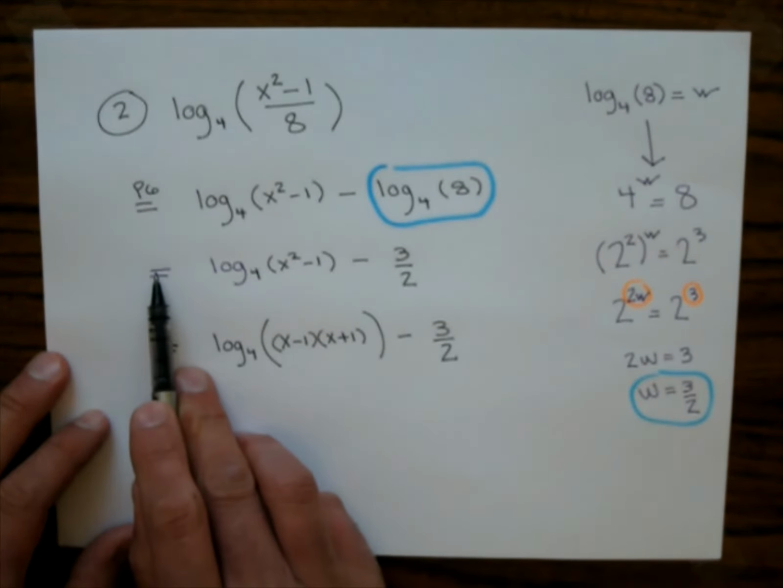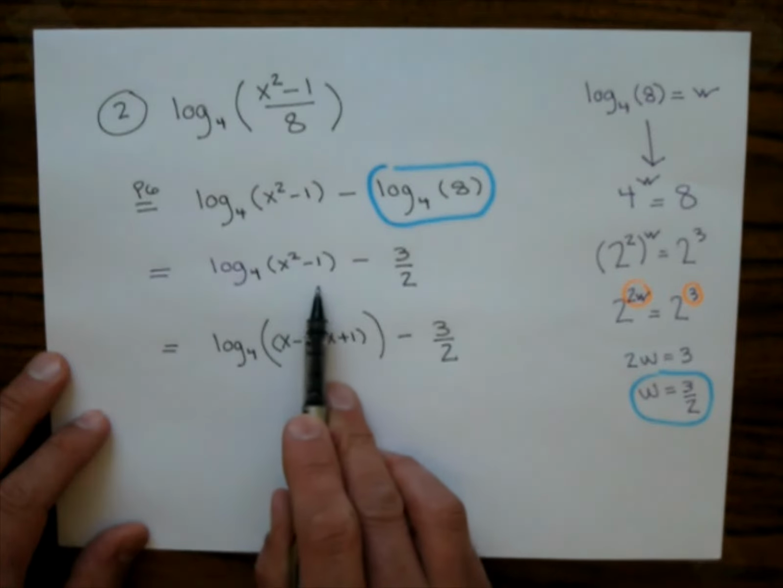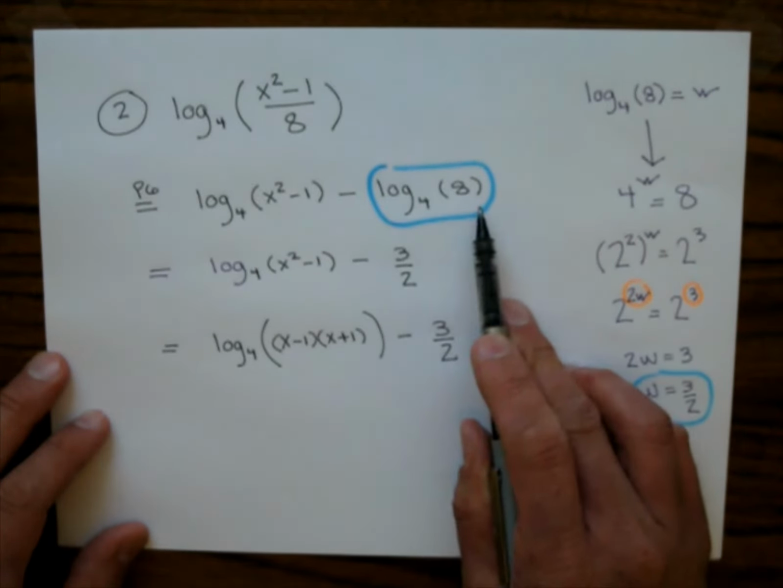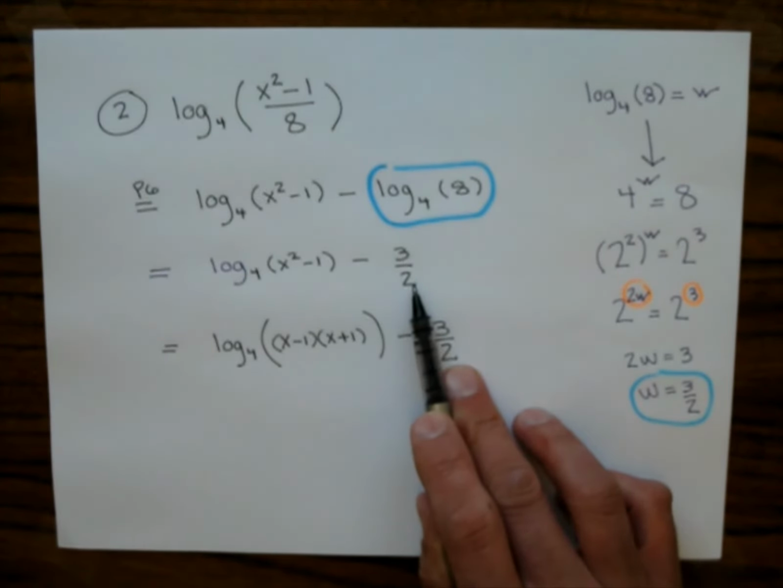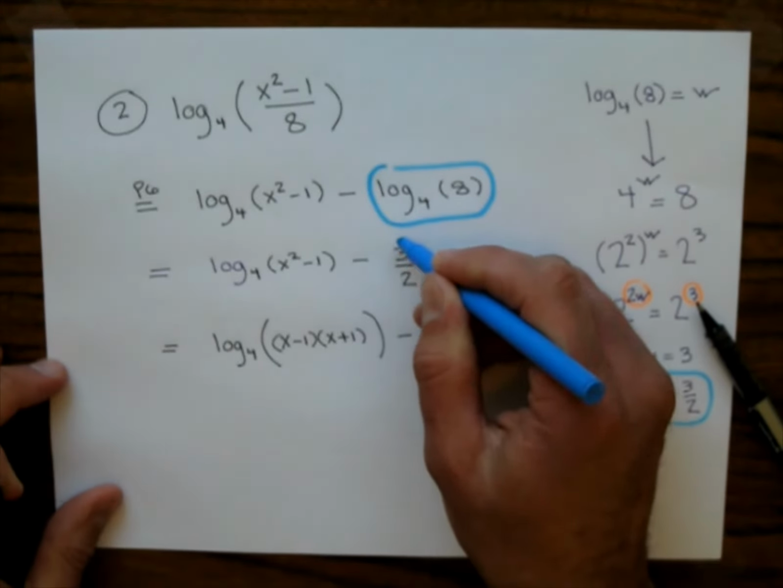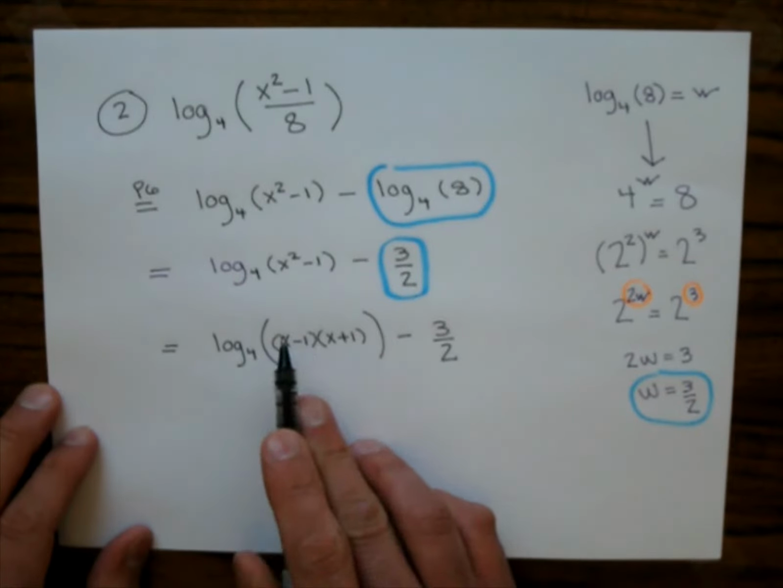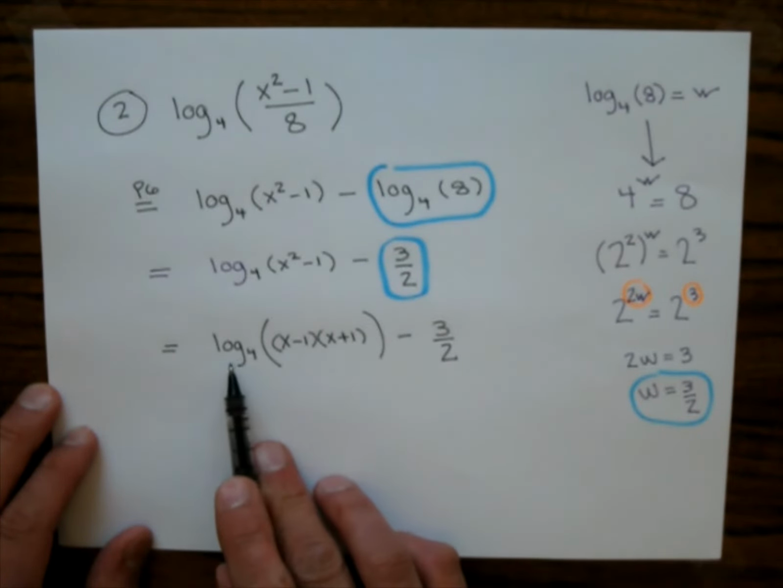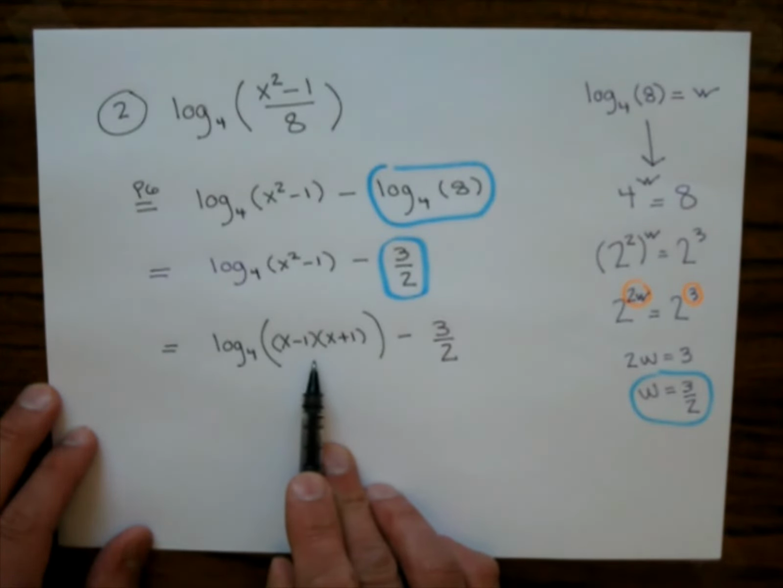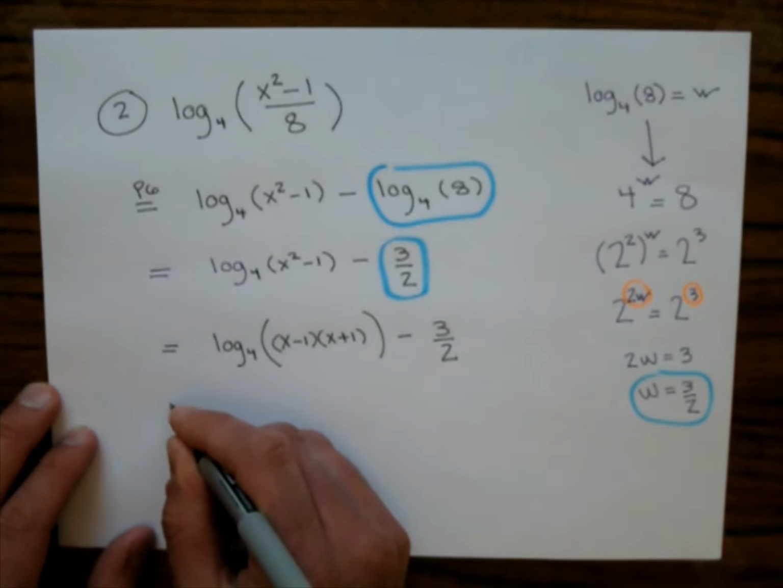Okay, so this was just from the definition of what a log is. That's how we went from here to here. And circle that in blue. And going from here to here was just factoring. But now we have the log of a product. So we're going to use the product rule, which we said was property 5.